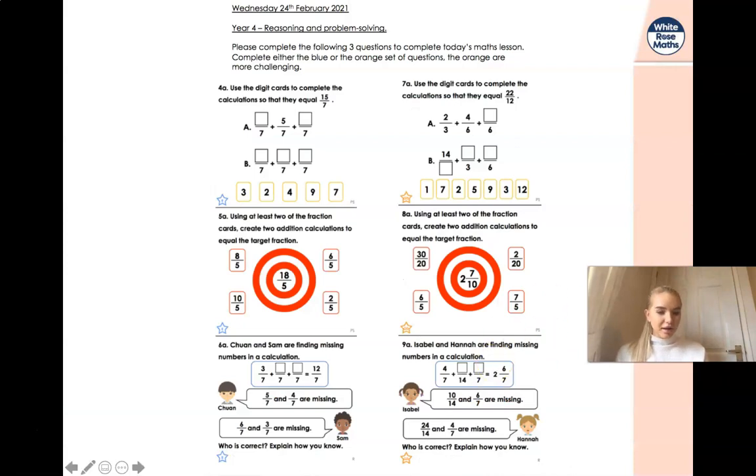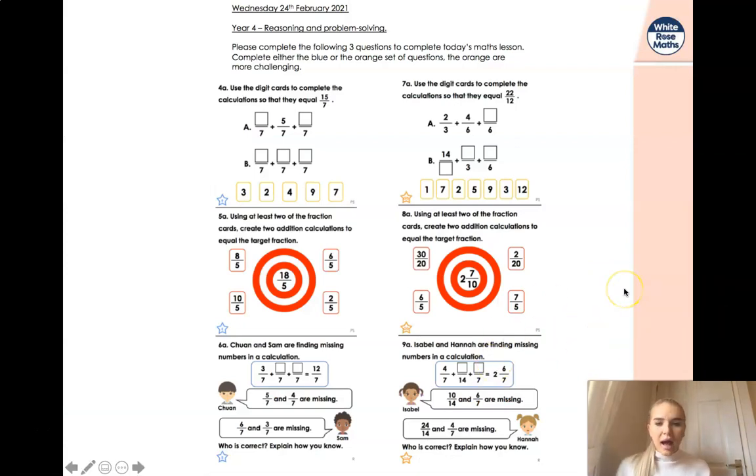Okay, your job now is to have a go at either the blue questions or the orange questions. Please don't do both, just do one set. If you want to challenge yourself a bit further, then you go for the orange ones. But if you're not feeling 100% confident just yet, then you can go for the blue ones. Make sure that if you run out of space to explain your answer, especially on the last questions, because those are your reasoning questions, then you go onto a new piece of paper and explain in full sentences, okay?